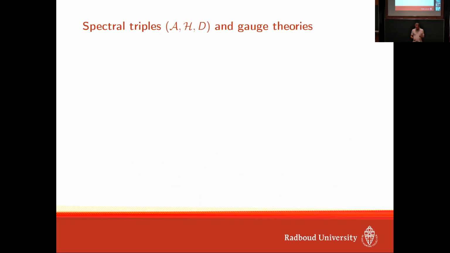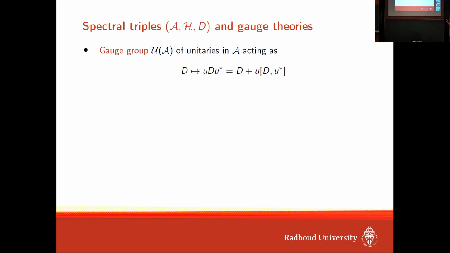If you take this data A, H, D, the first thing that one can associate to this set is a bunch of phases, essentially a bunch of unitaries. And that's my gauge group. So this U of A, these are unitaries in A, and they act in the same way as I just wrote in the sense of Weyl, by conjugating D by U D U star. And then what you can do is write this as a perturbation which is linear. So it's D plus U [D, U star]. The formula is not too difficult to derive, but the point is that this commutator U [D, U star] is bounded. So it's a bounded self-adjoint perturbation of D. So in that sense, it acts on this self-adjoint operator.